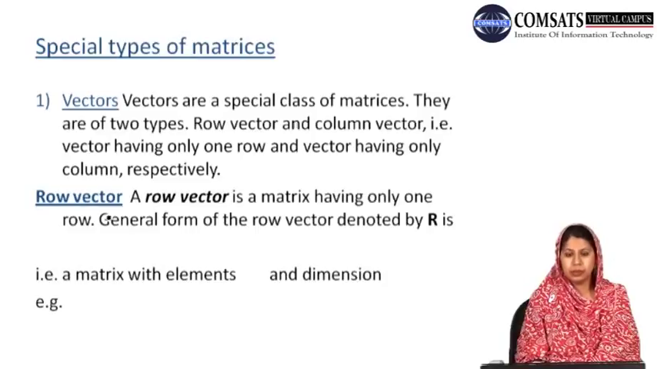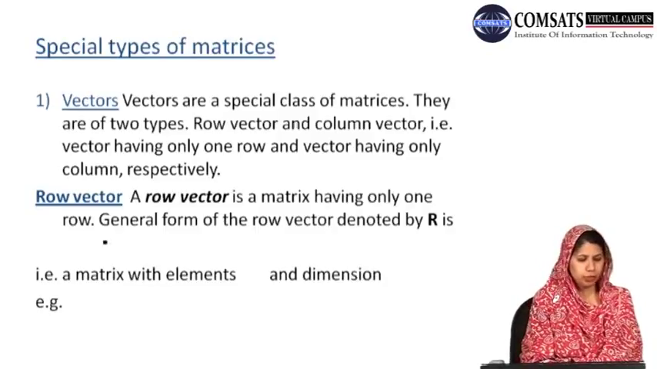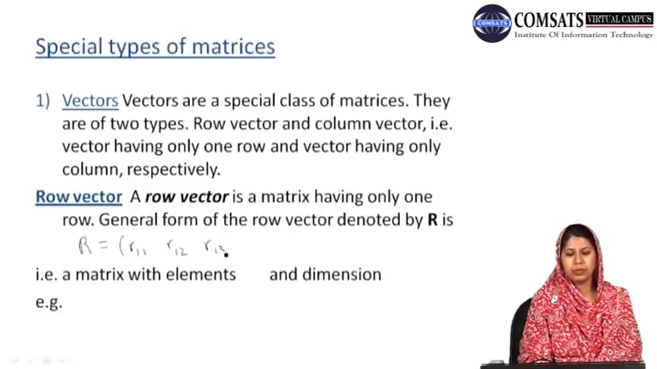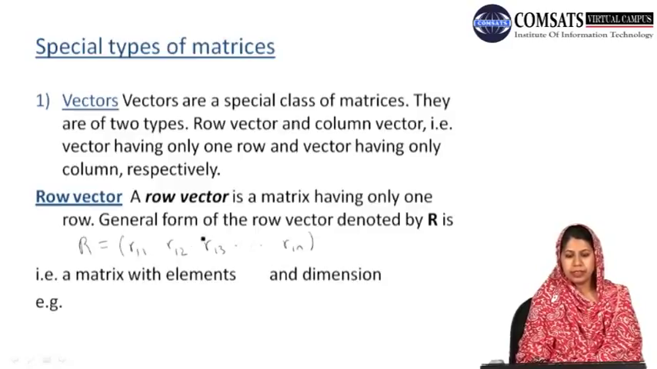Now what do we mean by a row vector? A row vector is a matrix having only one row, and the general form of the row vector is denoted by capital R, because it is a row vector. The general form is R equals R11, R12, R13 and so on up to R1n. If we look at this matrix, it has only one row and n columns. So this matrix has order 1 by n.